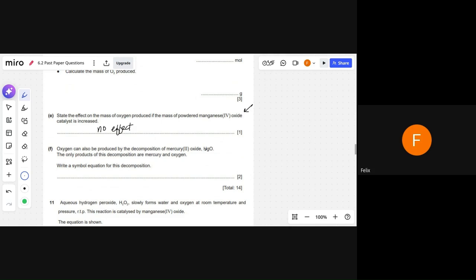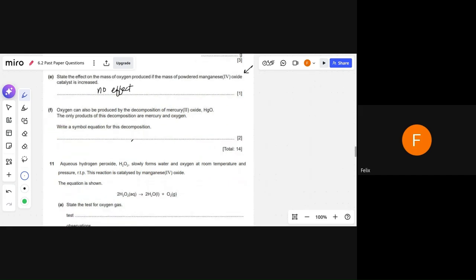Oxygen can also be produced by the decomposition of mercury oxide. The only products of this decomposition are mercury and oxygen. Write a symbolic equation for this decomposition. So what is a decomposition reaction? There has to be only one reactant, and it could be more than one product, right? So HgO, the formula is already given, and the only products are mercury and oxygen. They are giving you the products as well, so you just have to write their standard form.